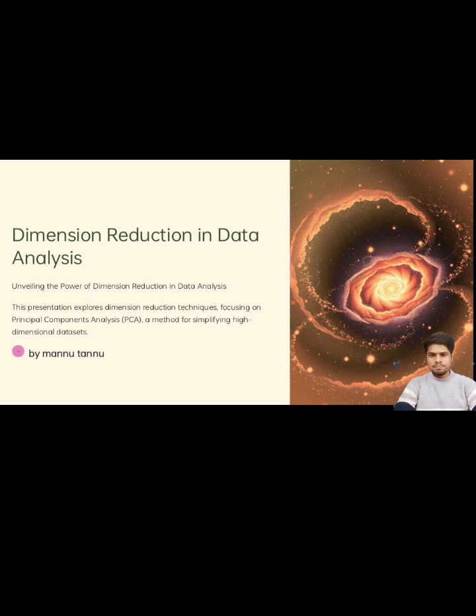So the first one is principal component analysis, known as PCA, which projects data to a lower dimensional space while maximizing the variance. Second is t-distributed stochastic neighbor embedding, a non-linear dimensionality reduction method often used for visualization. Third is linear discriminant analysis, known as LDA, which focuses on maximizing class separability. Fourth is feature selection, selecting a subset of important features.